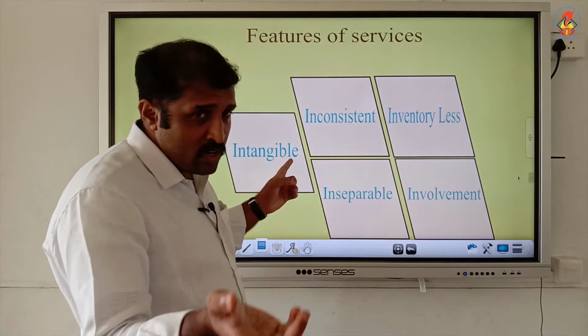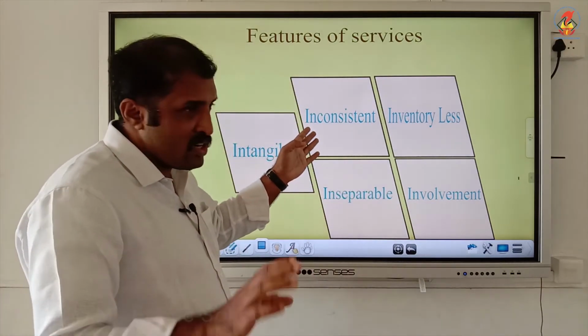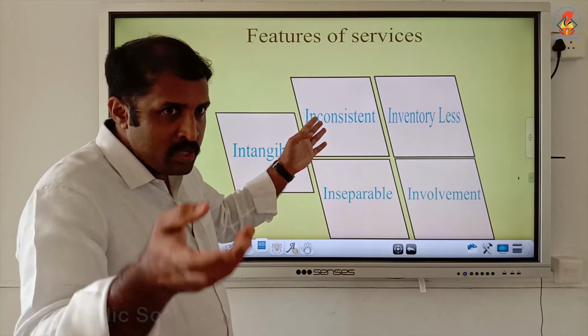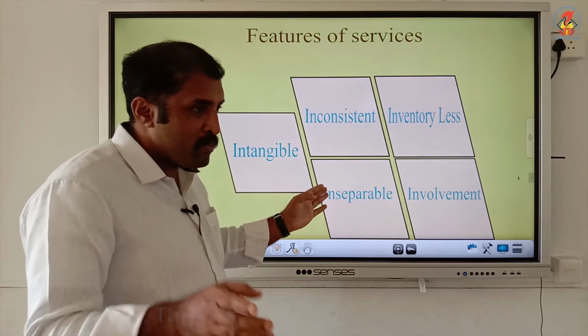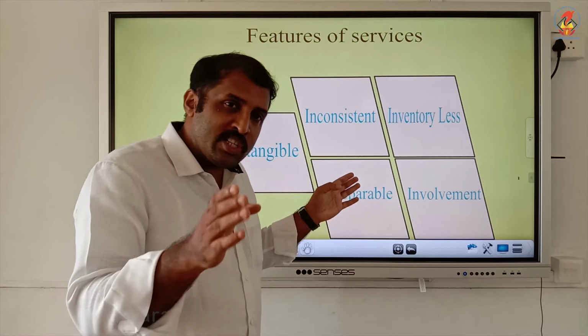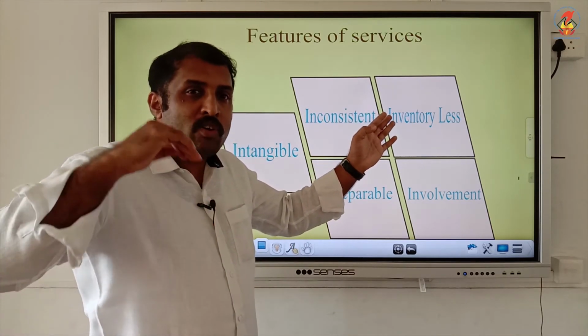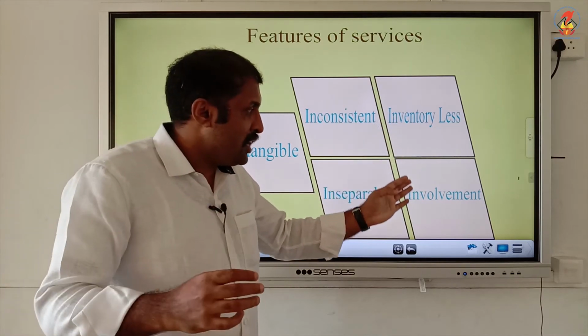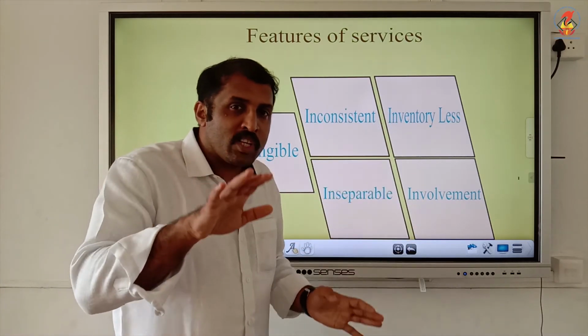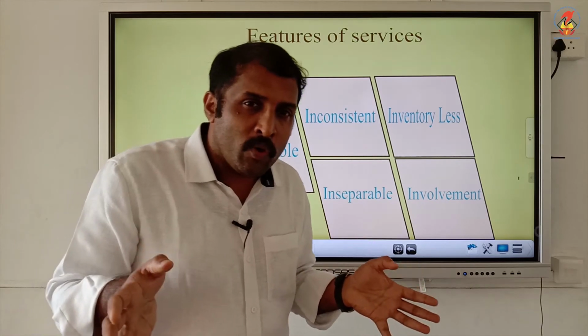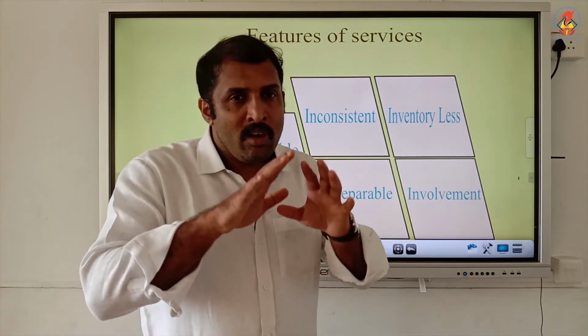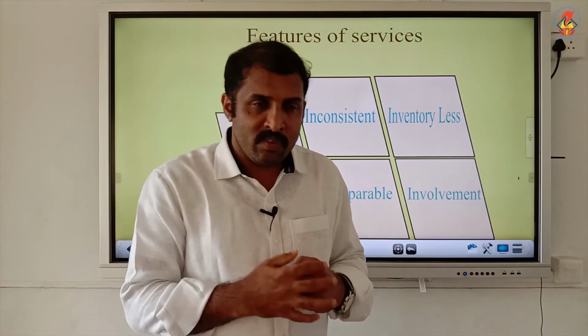Intangible, we cannot see or touch it. Inconsistent, it has to be provided each time. Inseparable, production and consumption take place simultaneously. Inventory-less, we cannot store the service for future. Involvement, there must be participation of the customer for a service. These are the 5 features of service.